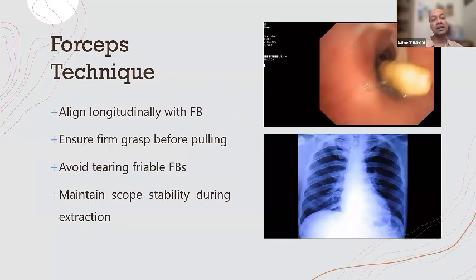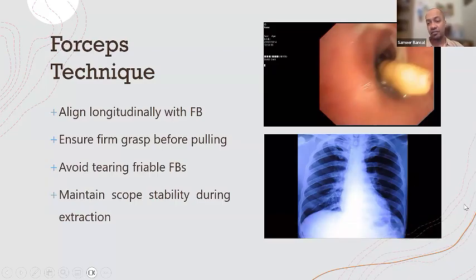What is to be kept in mind is to align longitudinally with your foreign body. Ensure there is a firm grasp with your forceps before you pull it out, and generally you pull it out as one unit with your flexible scope. Avoid tearing the friable foreign bodies because the remnants may be torn off and go distally also. And always maintain scope stability and move as one unit.